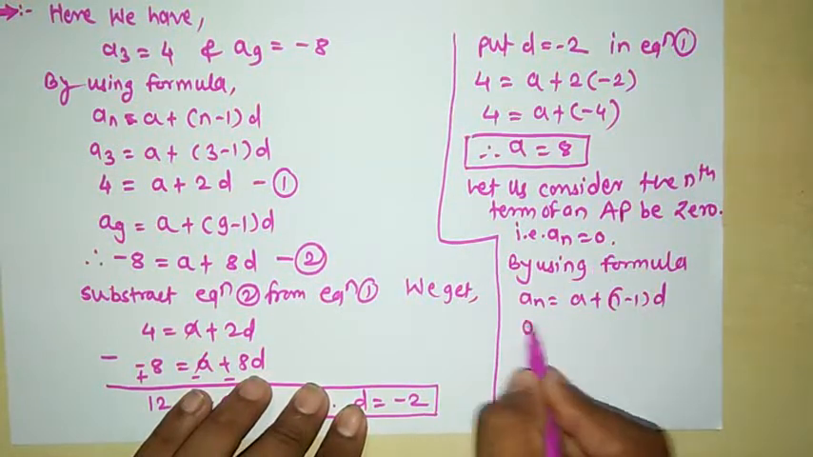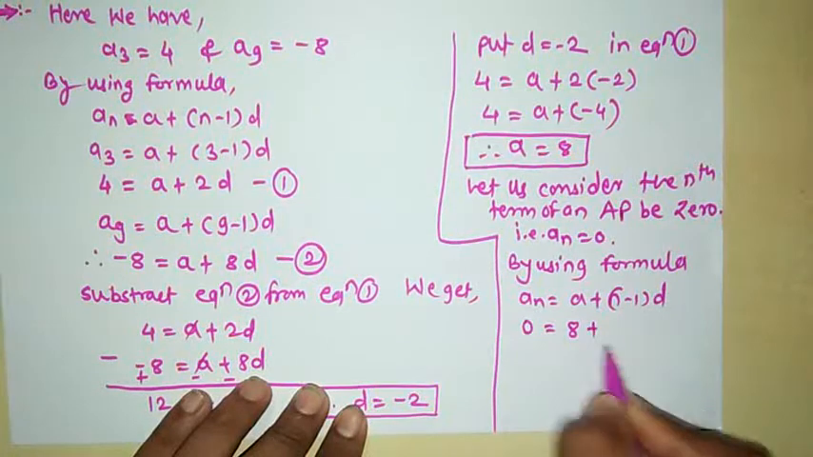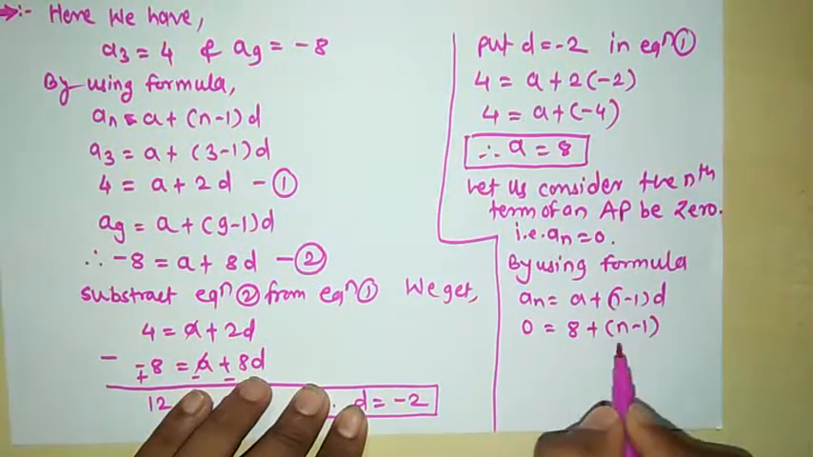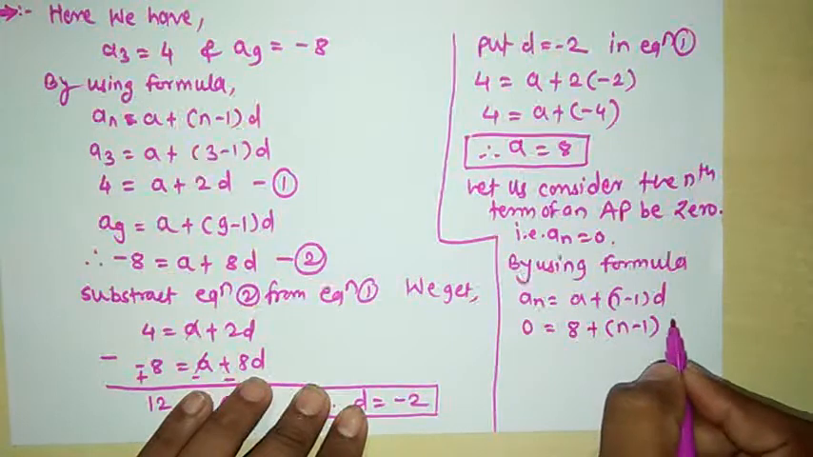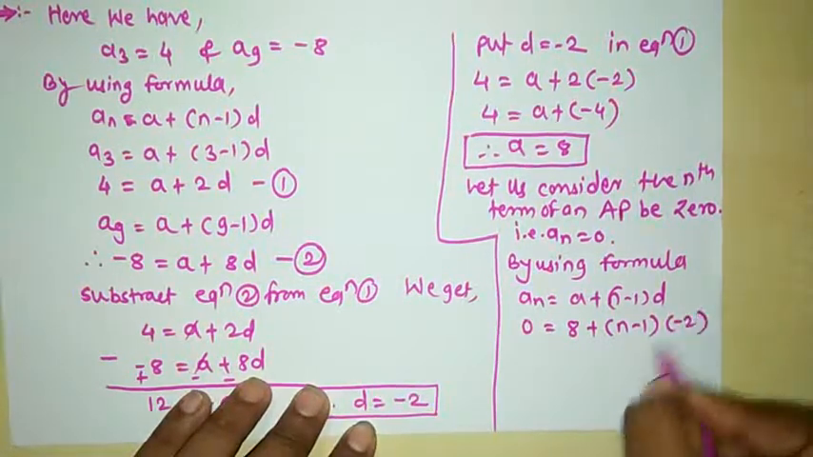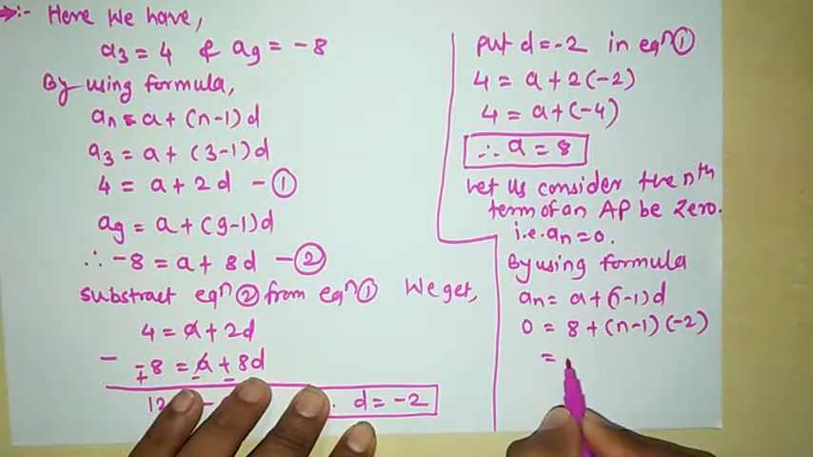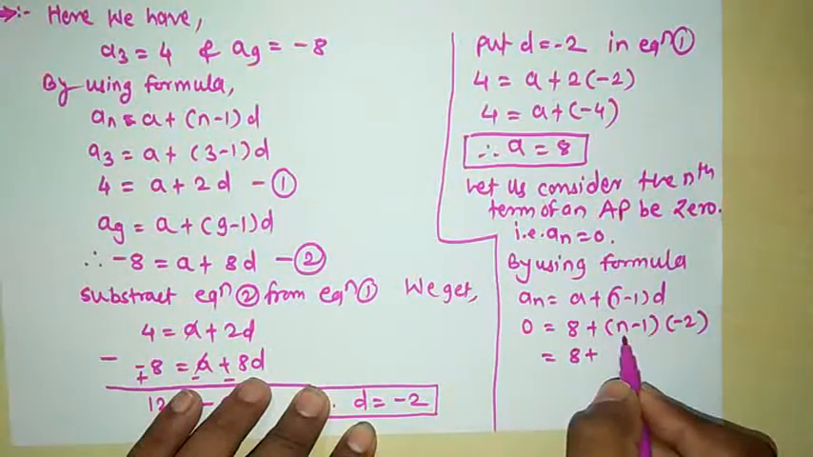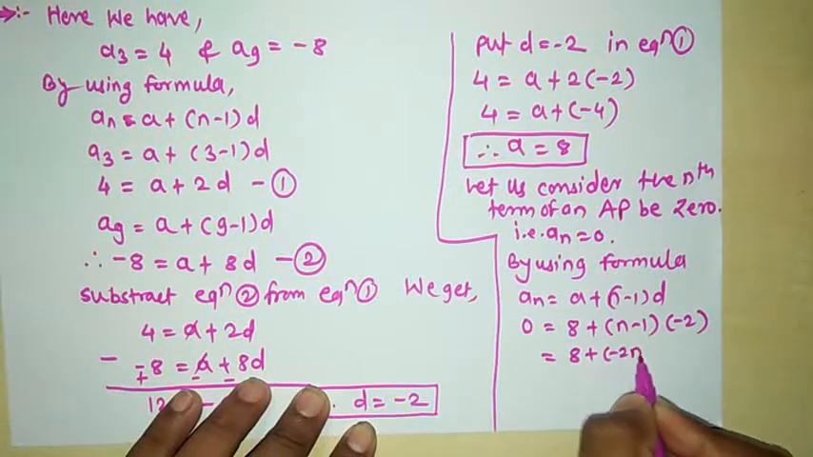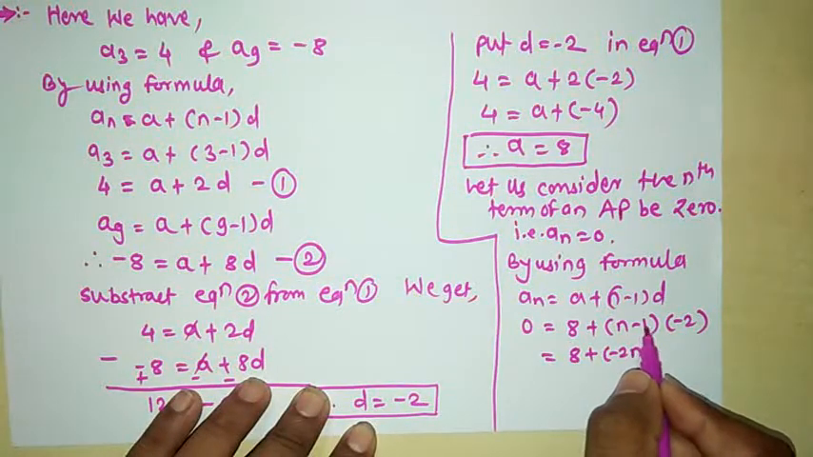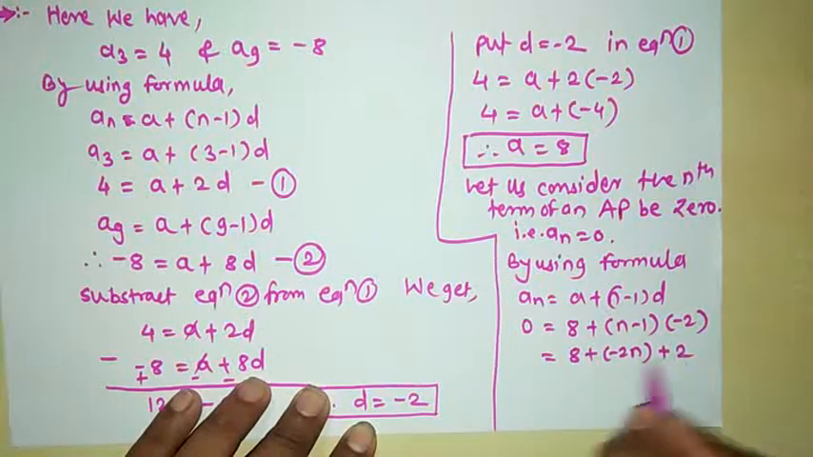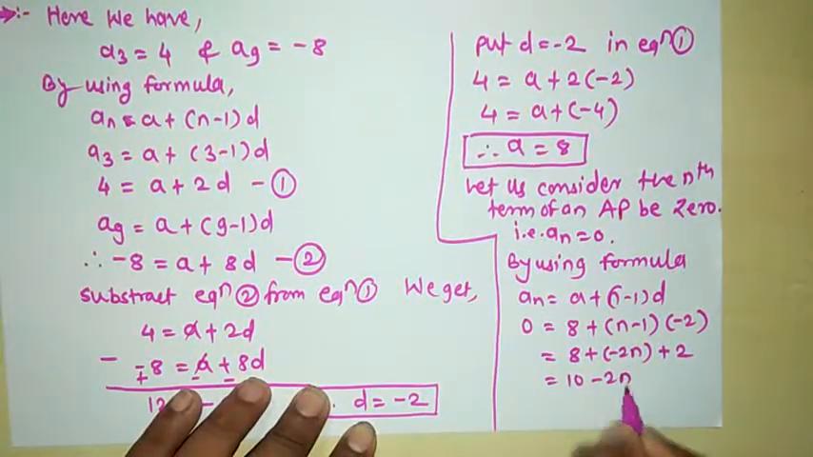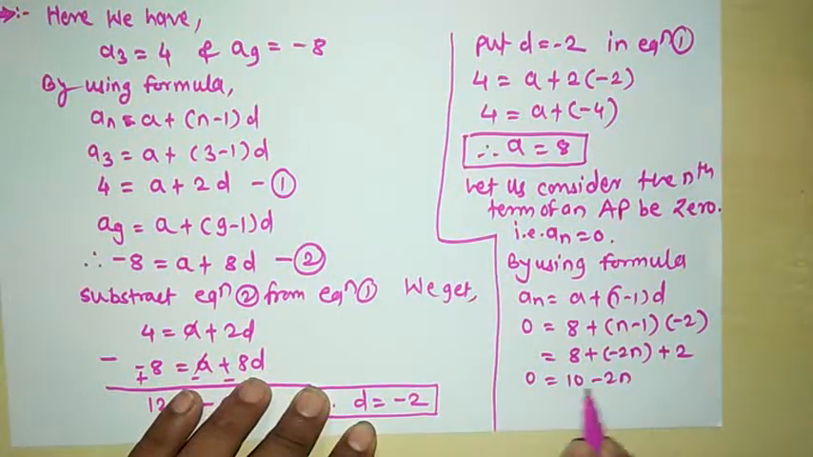Here an is equal to 0 and a is equal to 8, plus n minus 1 into d. What is the d here? d is minus 2. We will multiply it: minus 2 into n, that is minus 2n, minus 2 into minus 1, that is plus 2. 8 plus 2 is 10, minus 2n is equal to 0. Now therefore minus 2n is equal to minus 10.